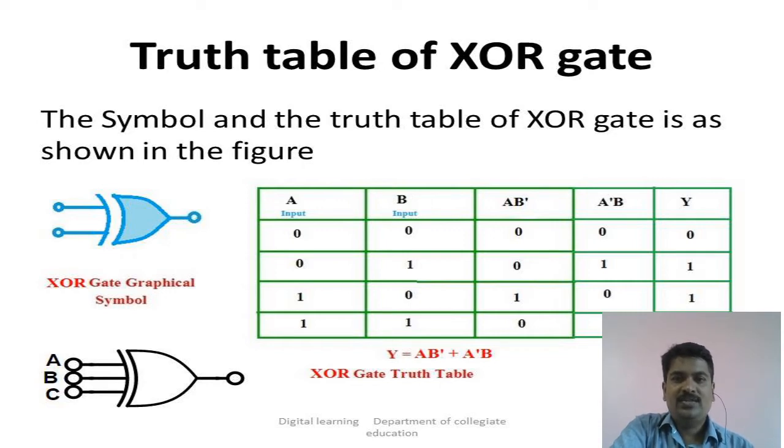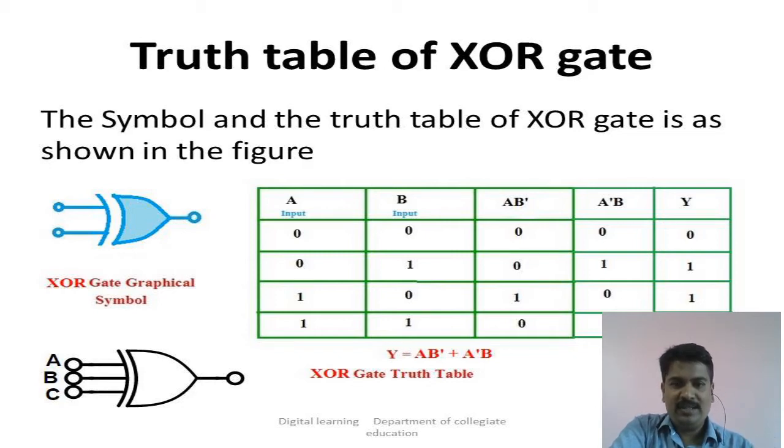So we have a truth table given here. The truth table represents the different combinations of inputs and the corresponding output. Again, the truth table is split into two more columns. One is A B bar, and this column is A bar B. Two more additional columns have been included in the truth table of the XOR gate, just to analyze simply the output of the XOR gate.